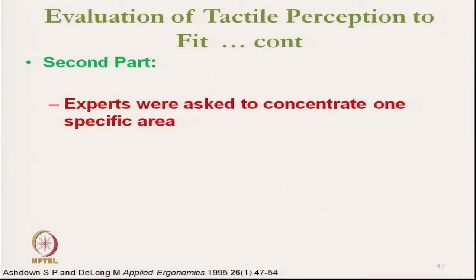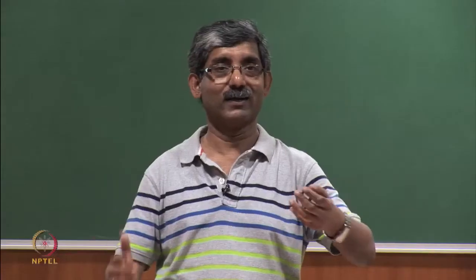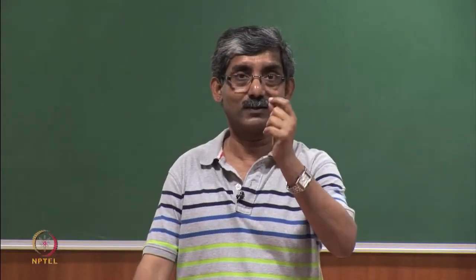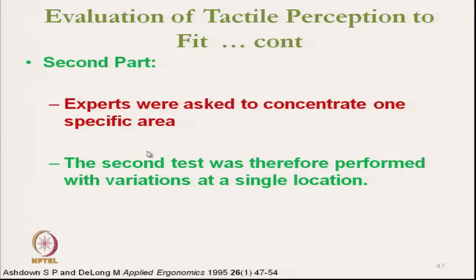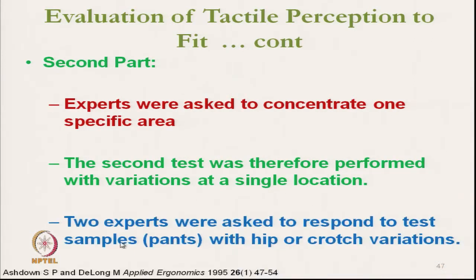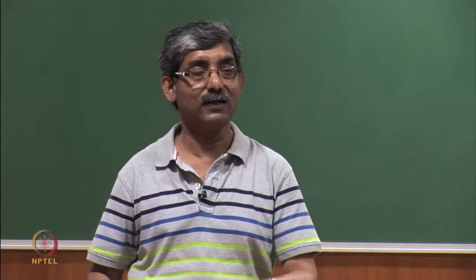In the second part, experts were asked to concentrate on a specific area, not overall. Earlier it was the overall area, now they have been asked to concentrate on a specific area. Different experts were asked. The second test was therefore performed with variation at a single location. At a single location, two experts were asked to respond to a test sample with the hip and crotch variation.